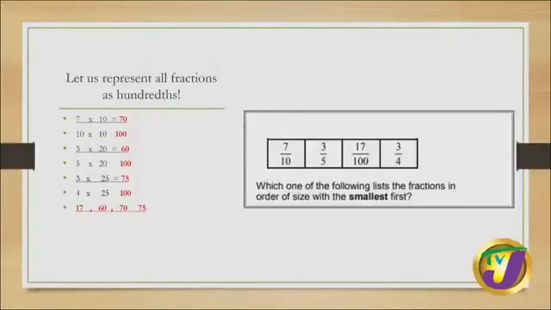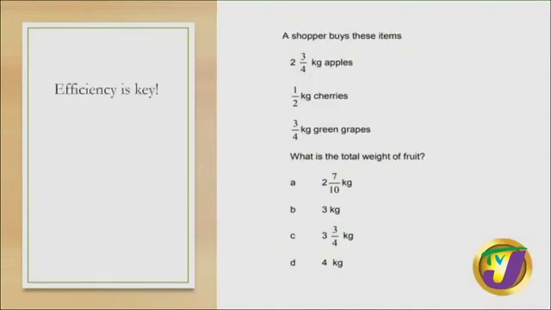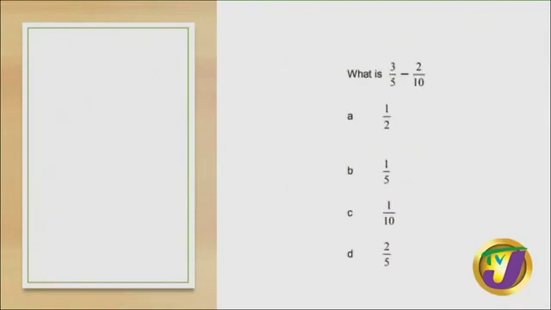So now, which is the smallest? 17 hundredths is the smallest. So if you were to put them in ascending order from small to large, 17 hundredths, 60 hundredths, 70 hundredths, 75 hundredths. That's a lot of numbers. All right. So your option would have been 17/100, 3/5, 7/10, 3/4. I said 3/5 twice. All right. So we're going to go to the last question of the day.